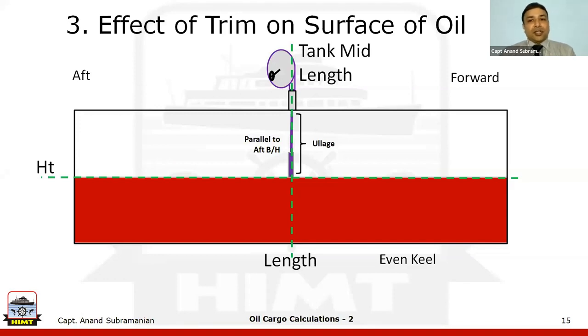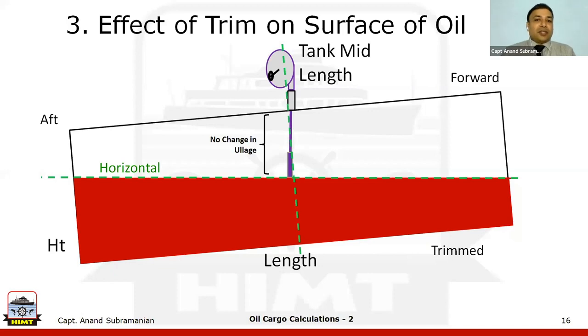What is the effect of trim on the surface of the oil? Now, the tank is perfectly even keel. That means there is no trim at all. The trim is zero. This is how the tank will look. So wherever we take the ullage, we can take it from any part of the tank, anywhere in the tank length. The ullage will be exactly the same. On the center also it will be the same. The tank mid length also will be the same, on the after side or the forward side.